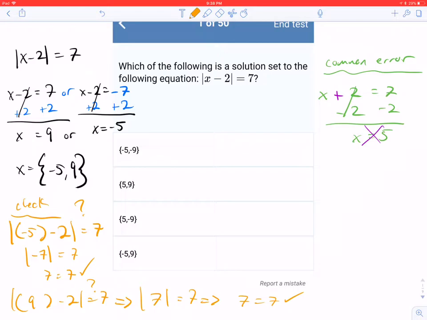Now let's check that common error and see if that works. So x is 5. If we plug in 5, notice that 5 minus 2 is 3. And the absolute value of 3 is not equal to 7. So that's why we don't do that. The green is the mean green, okay? So the black and blue is what you want to do.